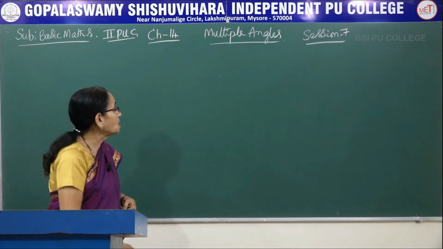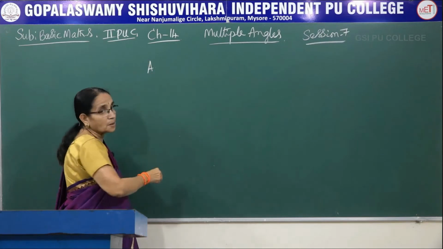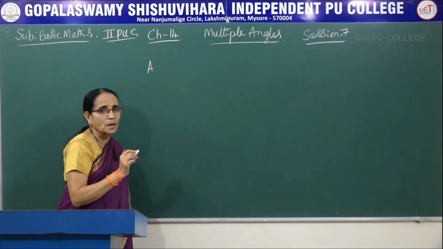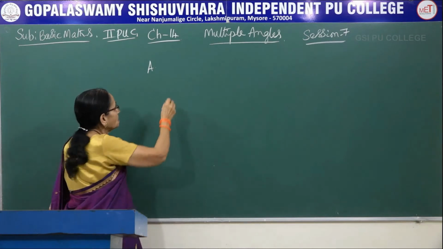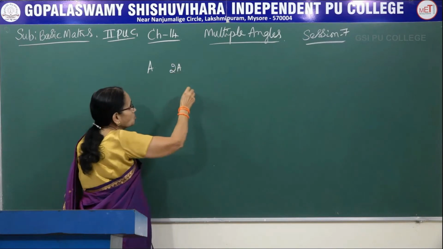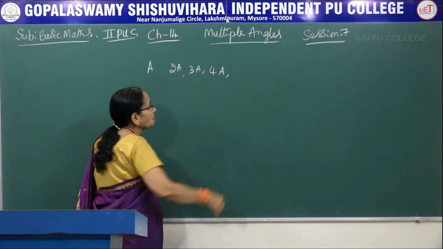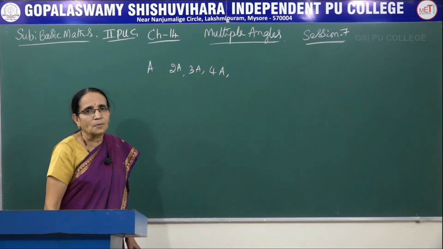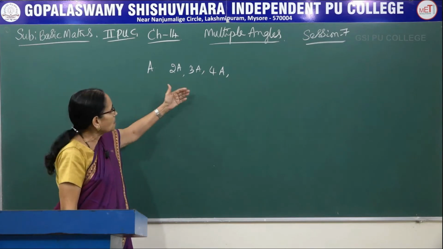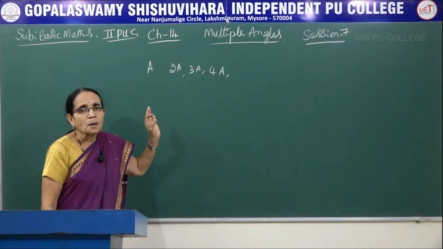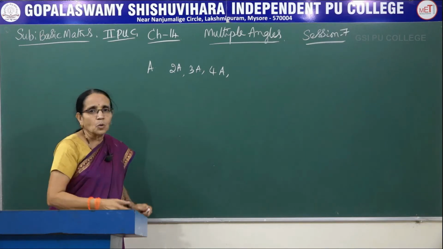Multiple angle means, the word multiple itself suggests, suppose you take an angle A. When you multiply this by an integer, it may be a positive or negative integer. That is, if you multiply by 2, it is 2A or 3A or 4A or minus 5A or minus 11A. That is, when an angle is multiplied by an integer, whatever angle is obtained, we call it a multiple angle.